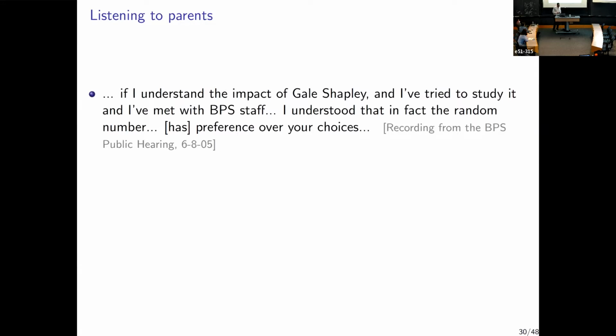They say, well, if I understand the impact of Gale-Shapley, and I tried to study it, and I've met with BPS staff, what I understood is that in fact the random number has preferences over your choices. What this is saying is that now your report is not going to enter in your priority score, but the lottery number is going to enter in your priority score. So before, what you chose had a lot of importance in determining your priority score for a school. Now it doesn't. So in a way, they were saying, look, it seems that now this random thing is going to have preferences over my choices.